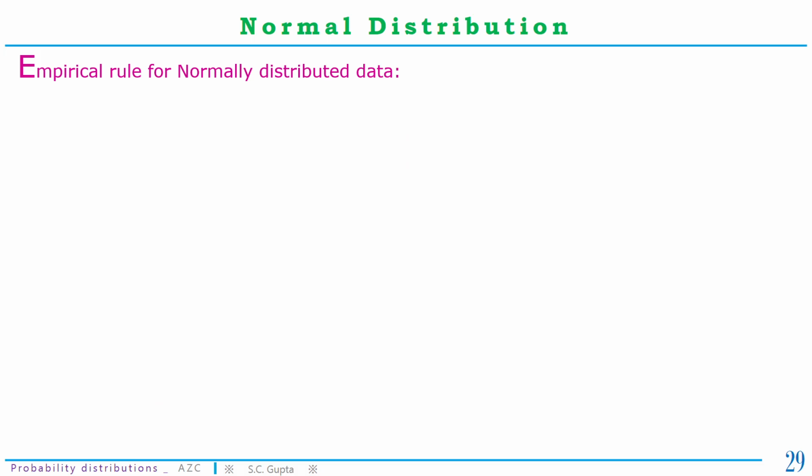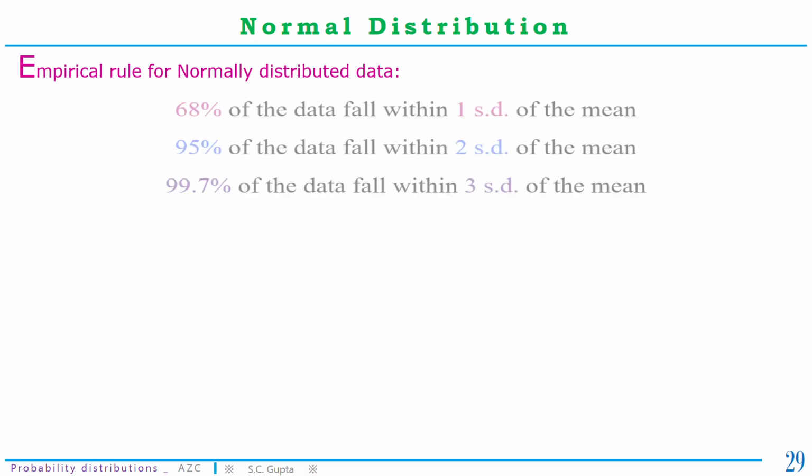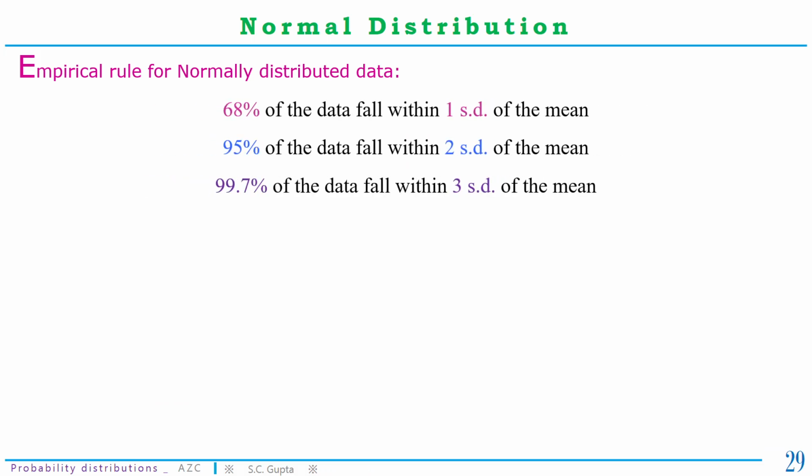Empirical rule for normally distributed data. 68% of the data fall within 1 standard deviation of the mean. 95% of the data fall within 2 standard deviations of the mean. 99.7% of the data fall within 3 standard deviations of the mean.